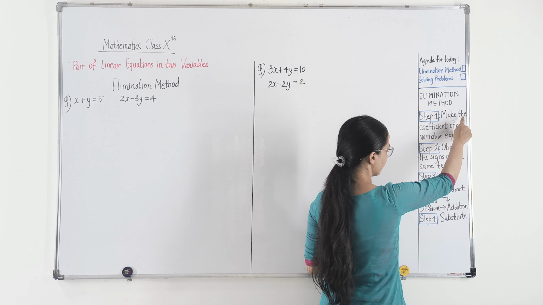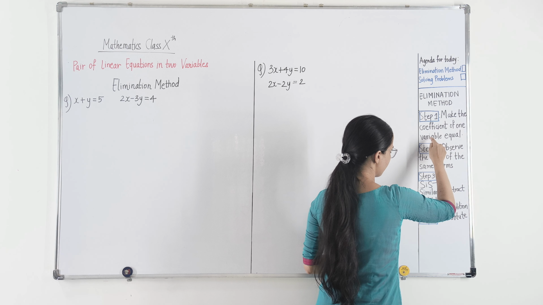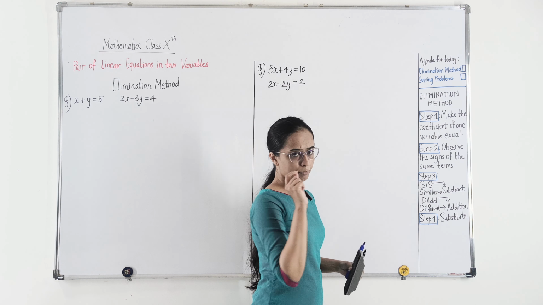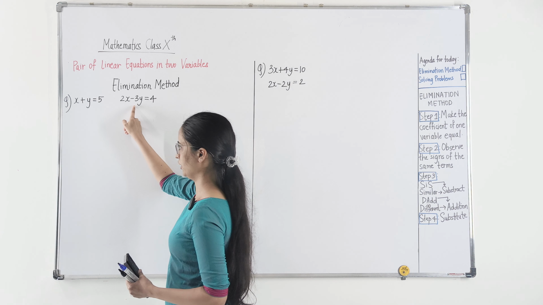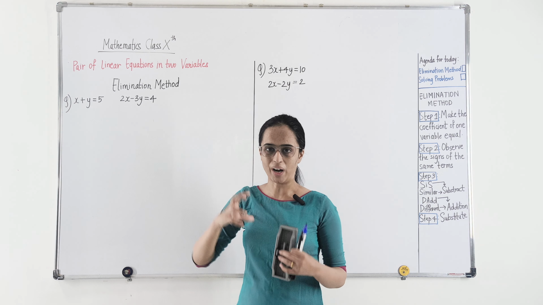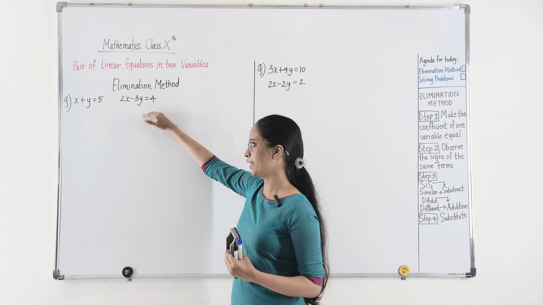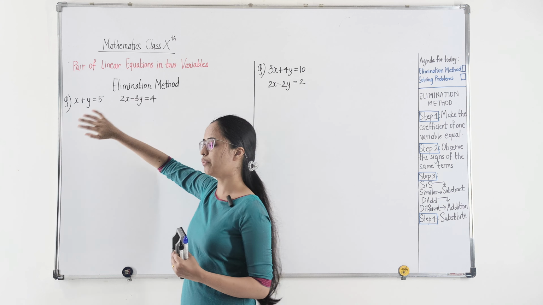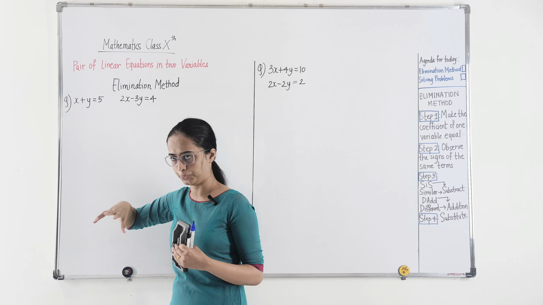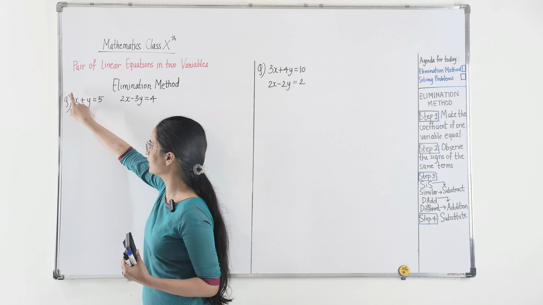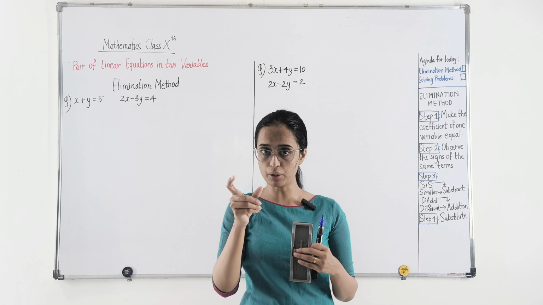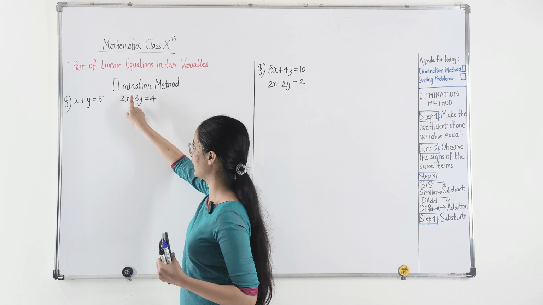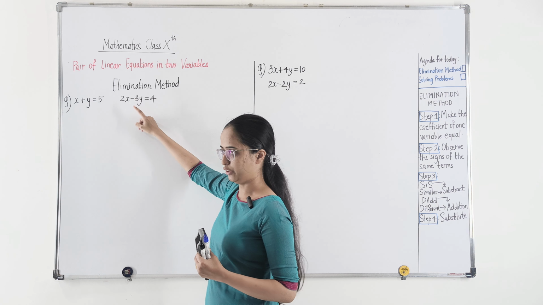Step 1 says to make the coefficient of one variable equal, meaning you have to look at both the equations. You have to choose one equation and keep the second one the same, and whichever equation you choose, you have to make the coefficient of the variable the same as that of the second equation.